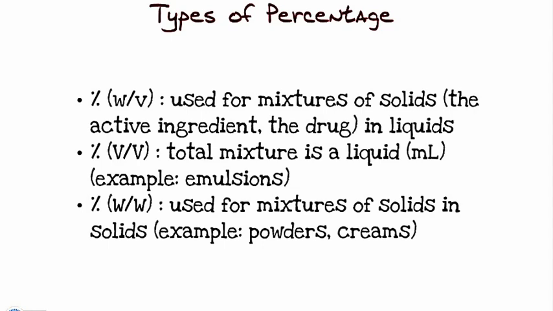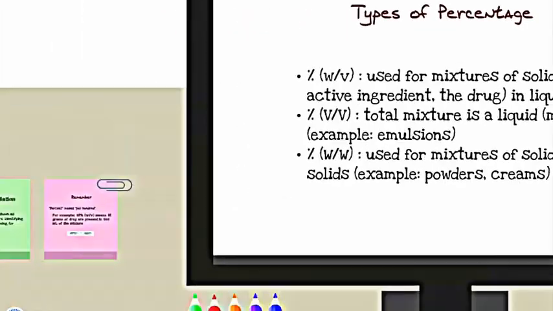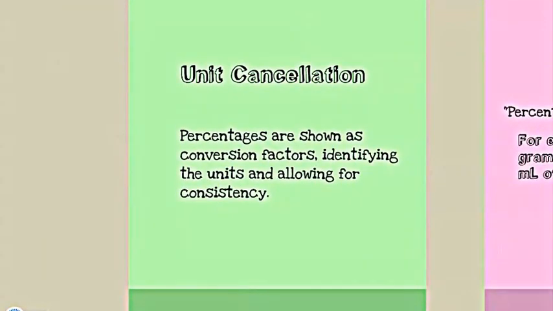Percent W/W means percent weight by weight. Percent weight by weight is used for mixtures of solids in solids. In a percent weight by weight mixture, the drug is in solid form, such as a powder. These three types of percentage are used in measuring different types of drug products. In this course, we will be using unit cancellation to work.